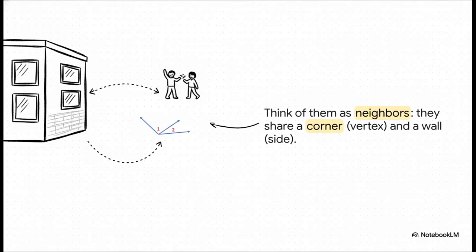Here's a really great way to think about it. Angle 1 and angle 2. They're like neighbors. See how they share a corner of the building? That's the vertex. And they share that wall right between them. That's the common side. It's really as simple as that.